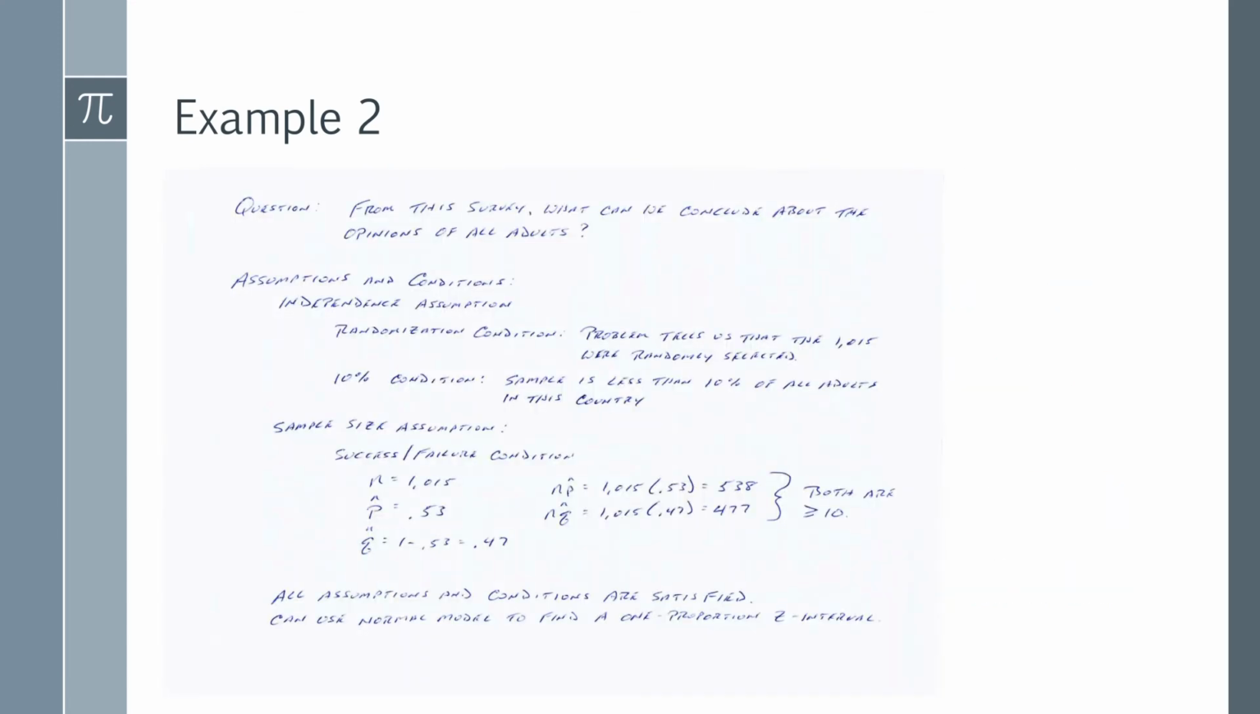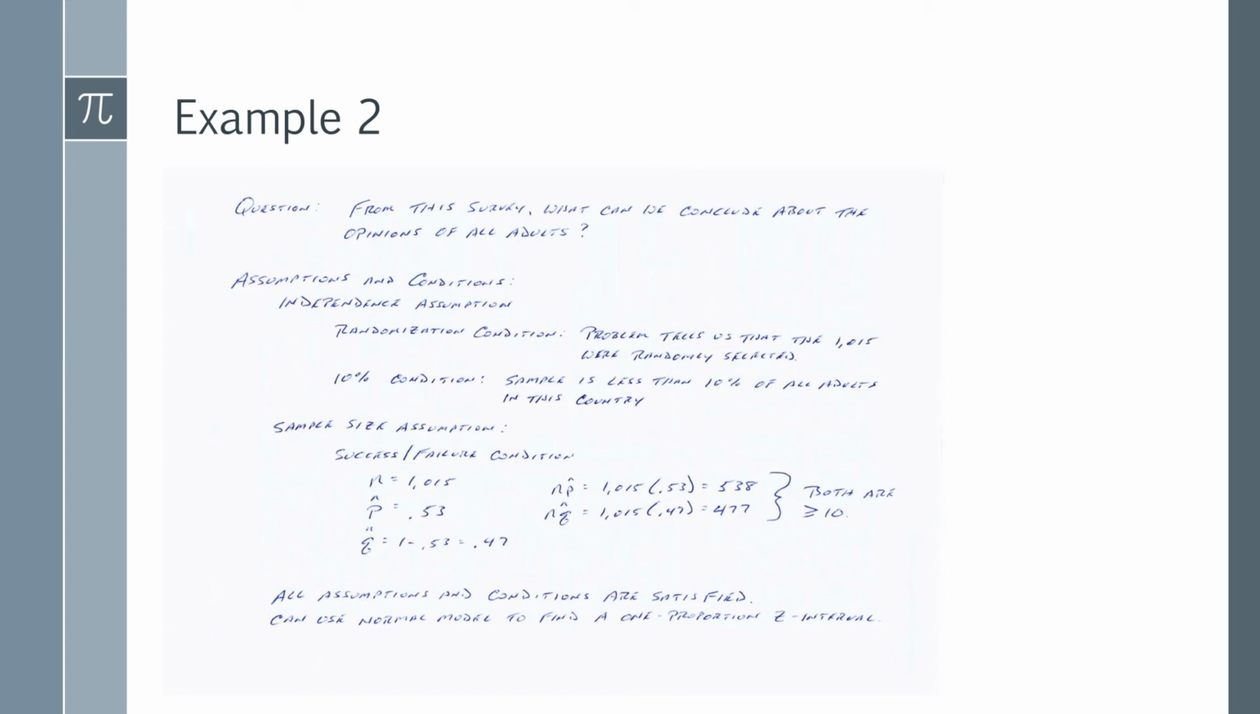So our question is, from this survey, what can we conclude about the opinions of all adults? The first thing that we have to do is check our assumptions and conditions. So let's look at our independence assumption. Our randomization condition: the problem tells us that the 1,015 people were randomly selected, so we've met our randomization condition. Our 10% condition: the sample is less than 10% of all adults in this country, so that meets our 10% condition, and our independence assumption is satisfied.